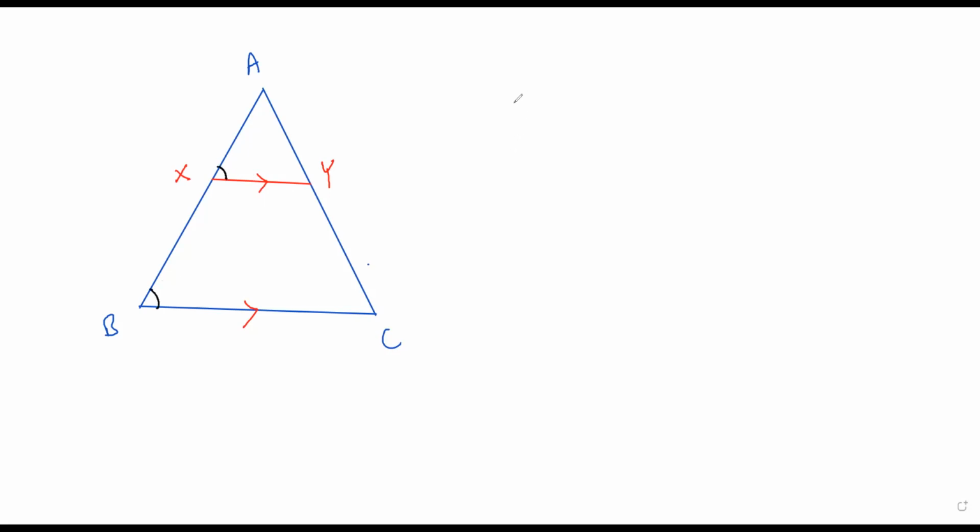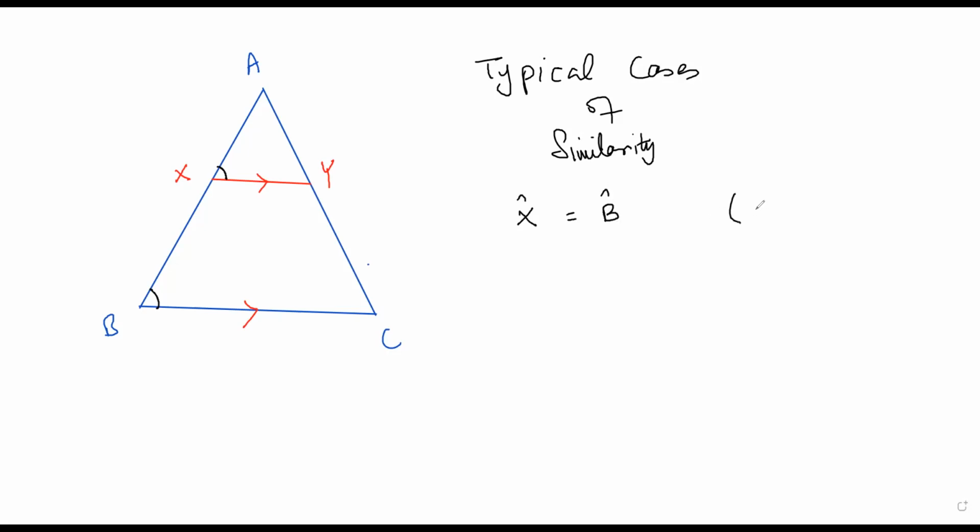Okay, that is a first typical case. I should write here typical cases of similarity. So now, first of all, you see that from the smaller triangle, the angle X is equal to the angle B. Now, what is the reason for that? The reason is that these are corresponding angles on parallel lines.